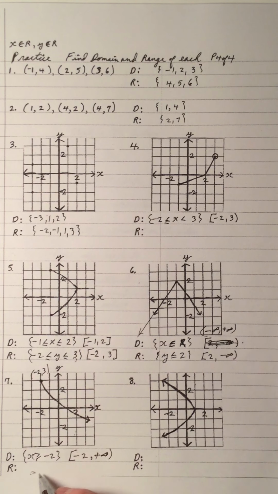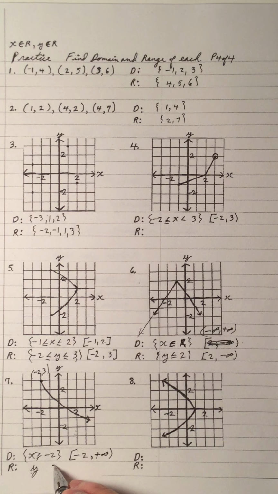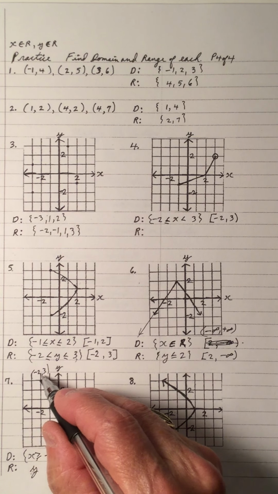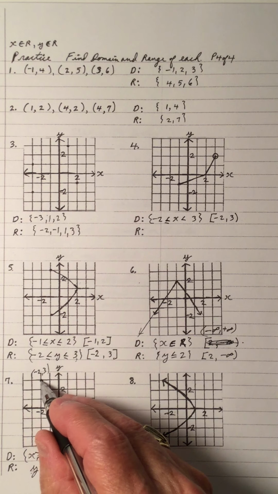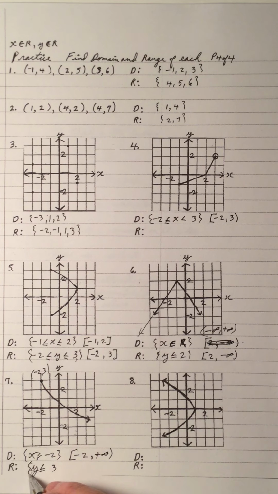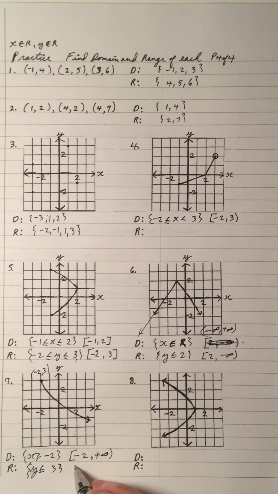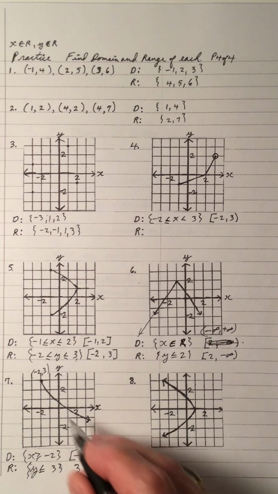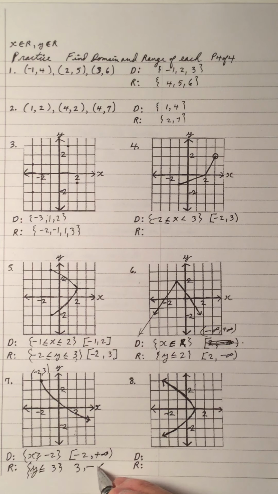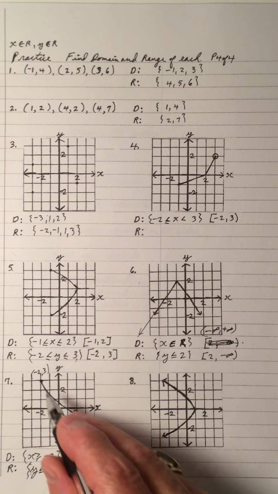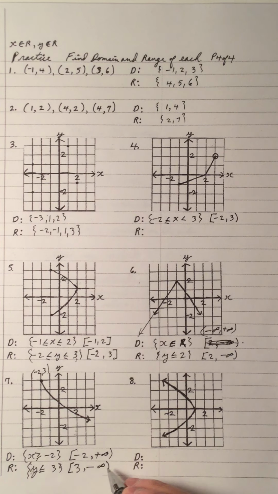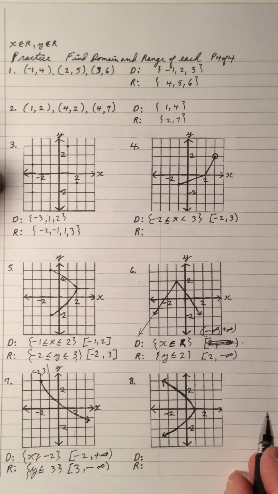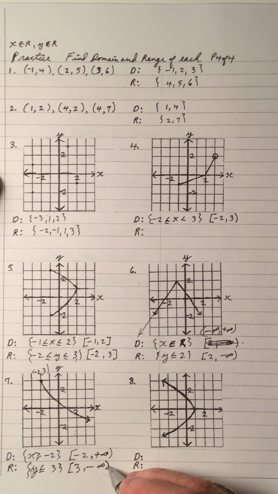The range are y is 3, and the y's are starting at 3 and going down, so it's less than, because a solid dot is equal to. There's the inequality, and that starts at a 3, and it's going down, so it's negative infinity. Notice the 3 is included, so it's a box, and that's an open. Anytime you use infinities, you've got to have an open bracket.